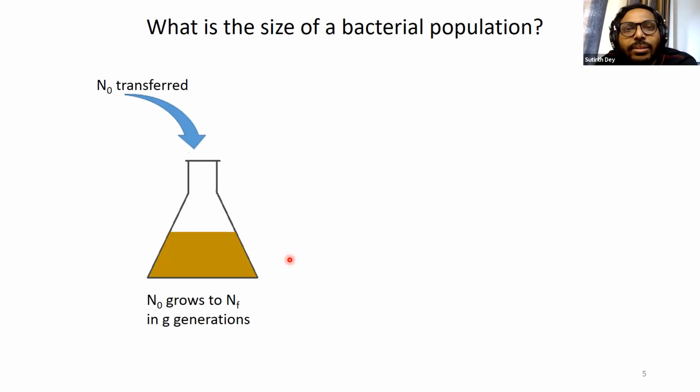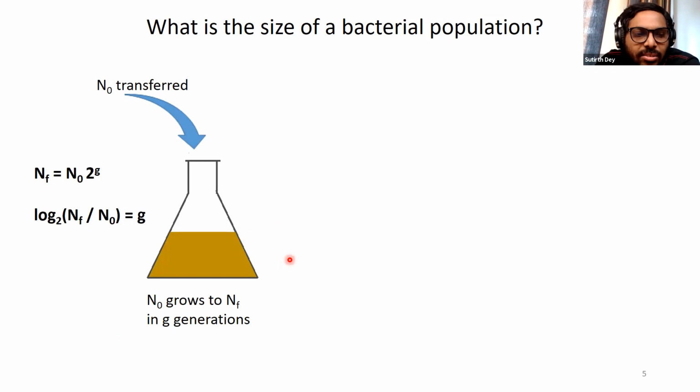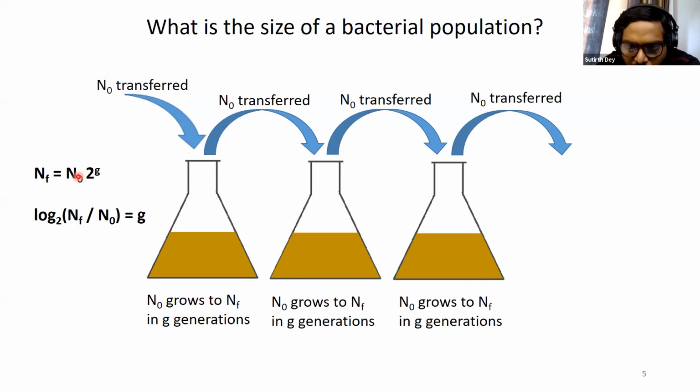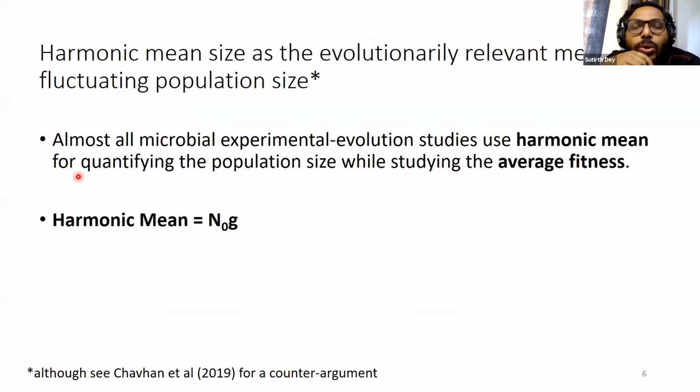Then, if you think of a simple exponential increase, it can be very trivially shown that NF is equal to N0 into 2 to the power G. So now that we have two different sizes, NF and N0, which is a relevant measure of population size? And obviously, you keep on doing this, and this is how the whole thing goes. You take it forward, your experimental evolution in the lab. So which is the relevant measure of population size? It turns out that the answer is neither. It has been shown theoretically that when the population numbers are fluctuating in the way that I talked about, the evolutionarily relevant measure is the harmonic mean, which is N0 into G.